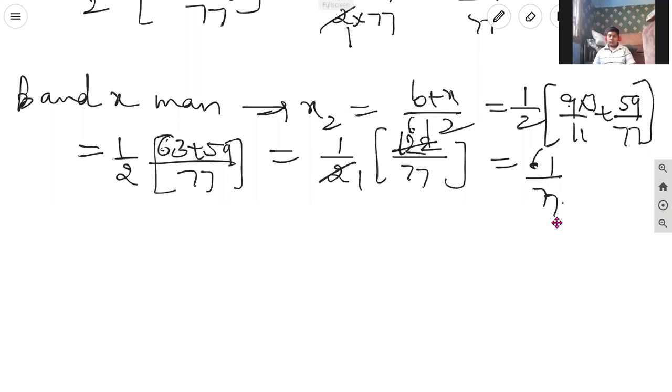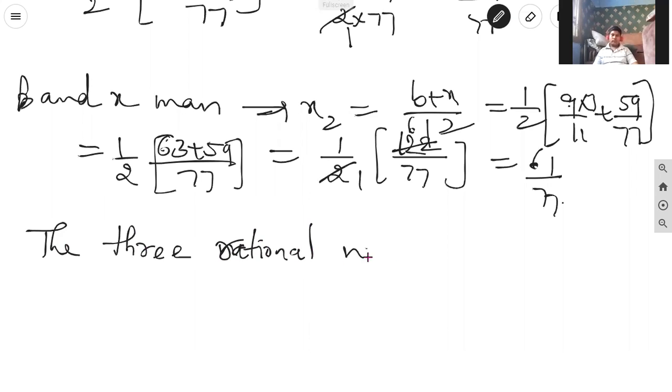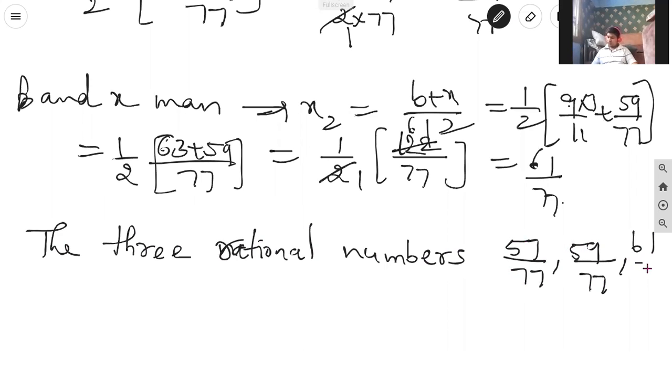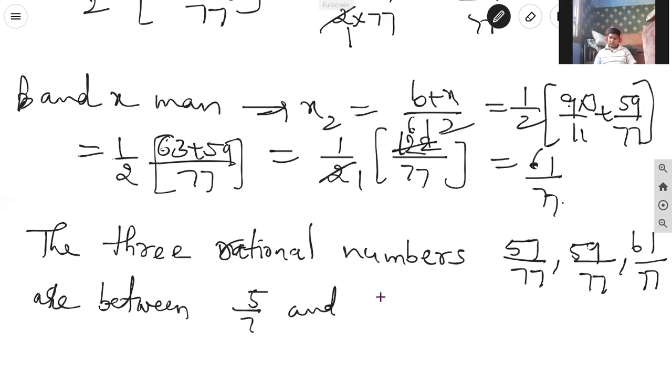What are the three rational numbers? The three rational numbers, 57 by 77, 59 by 77, 61 by 77 are between 5 by 7 and 9 by 11. This is the solution.